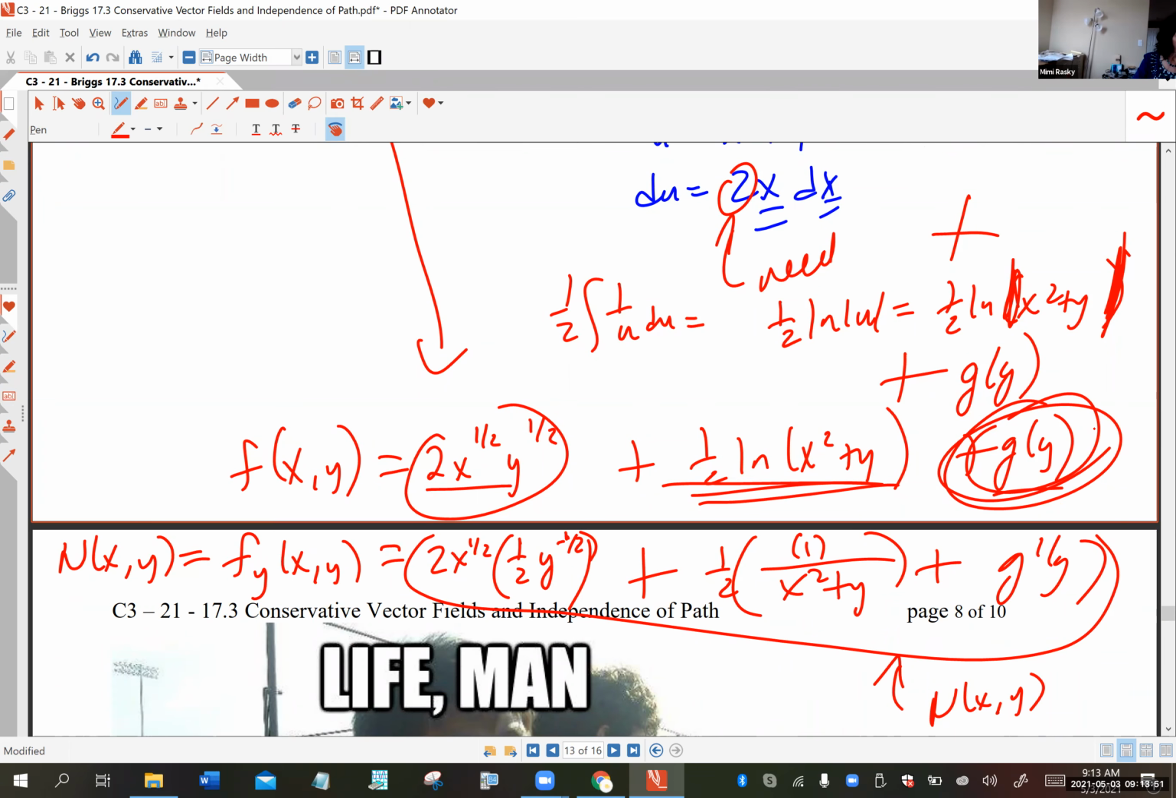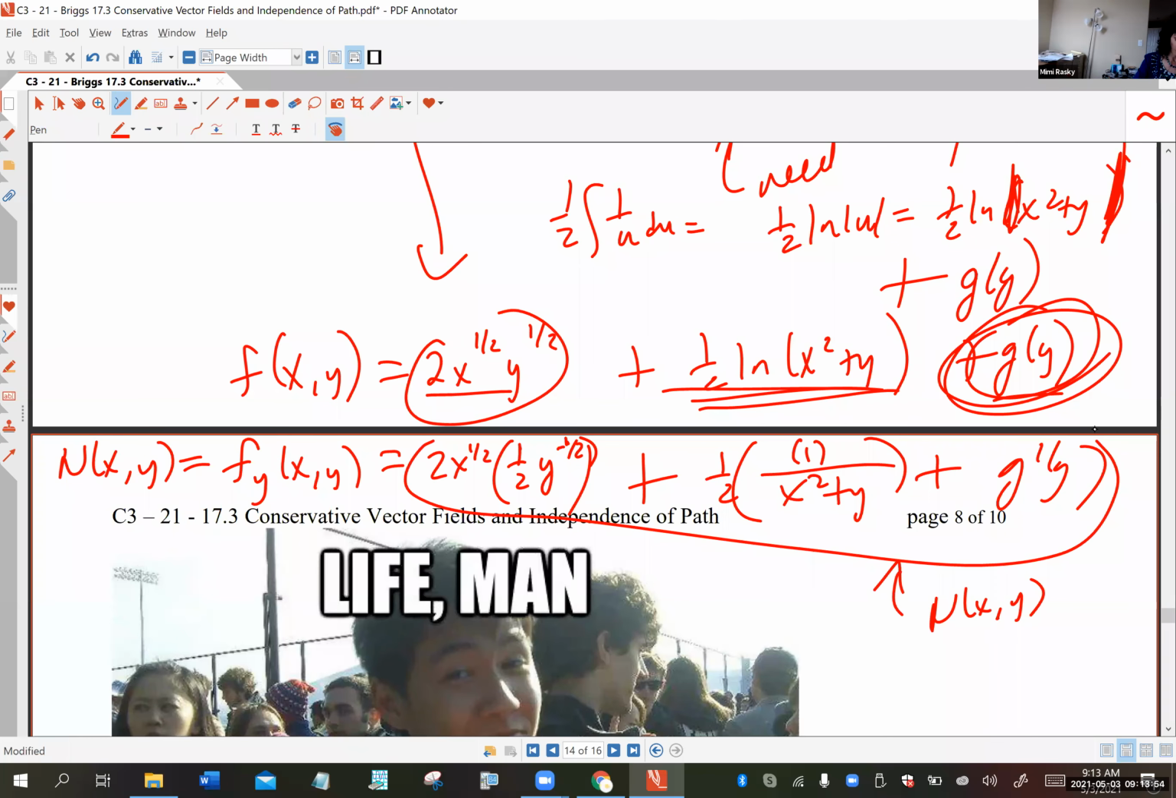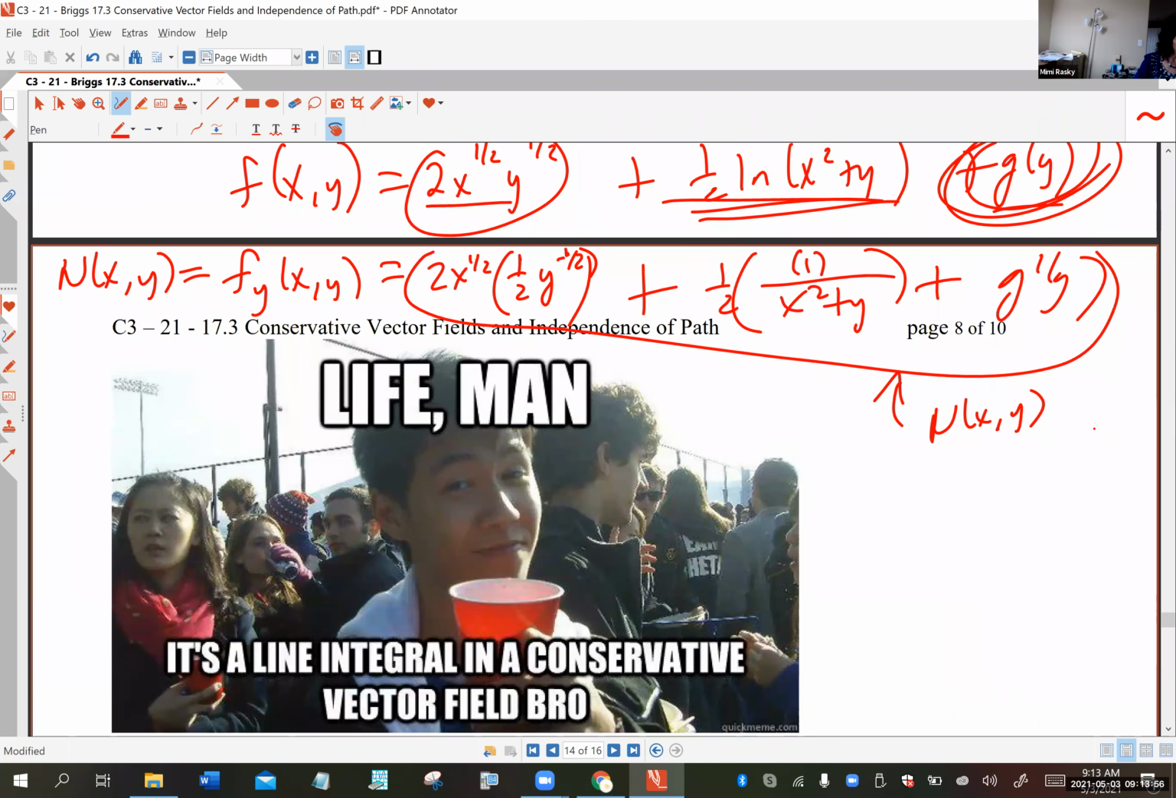Okay, so now let's look at equivalent conditions. There's a meme for you. Life, man. It's a line integral in a conservative vector field, bro. That's right. You didn't even know it.